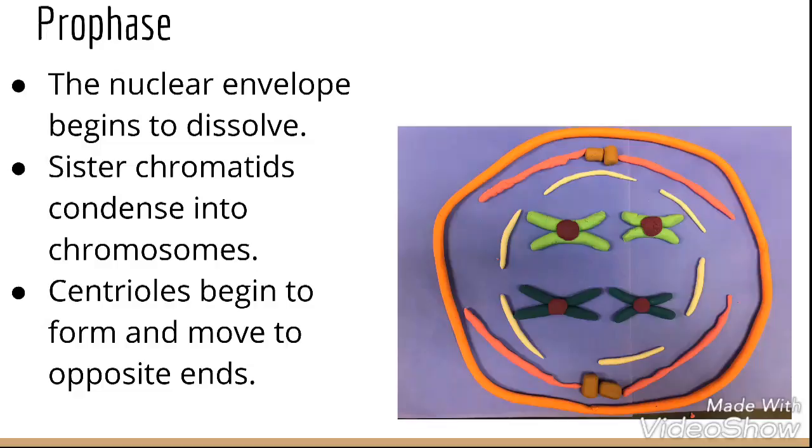Some other things that happen during prophase are that the nuclear envelope along with the nucleolus break down. Also during this stage, centrioles begin to form and move to opposite ends of the cell. As you can see, the centrioles are making spindle fibers, which are very important in the next step.